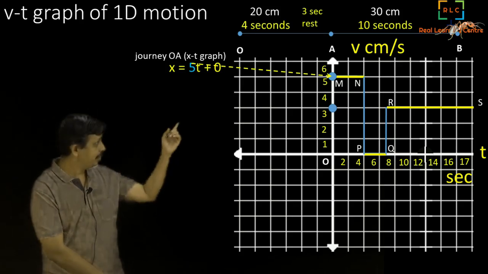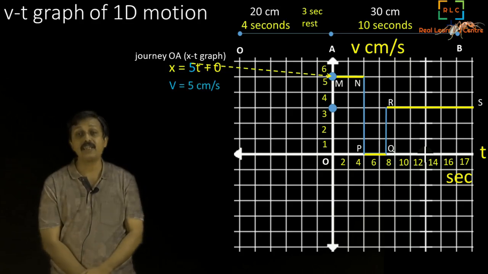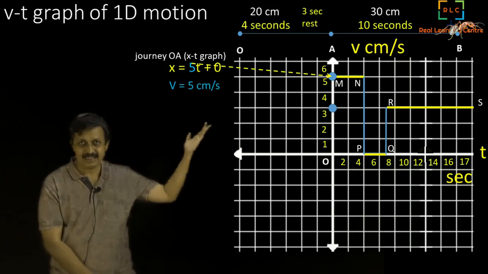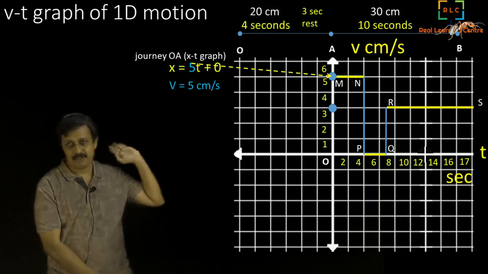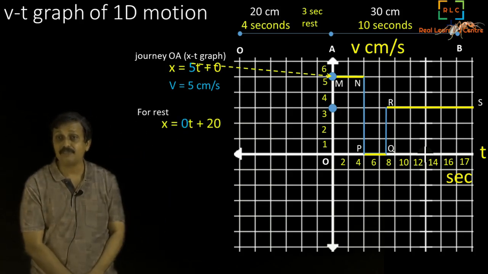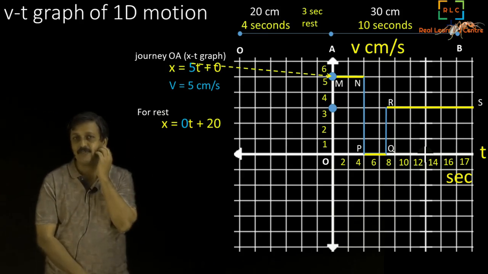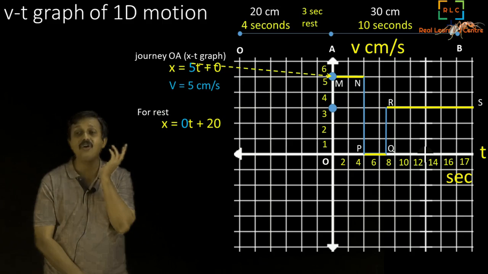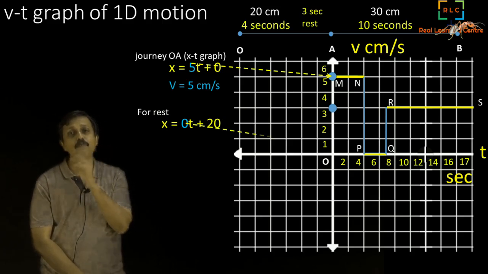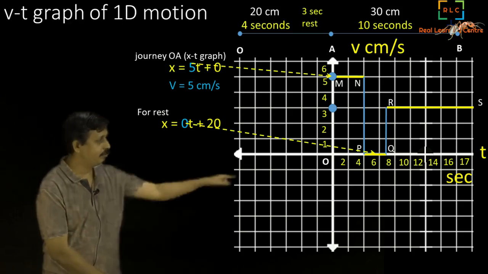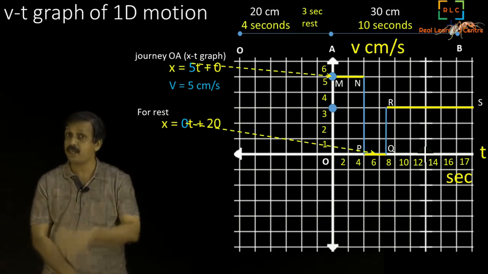Okay, so this m here is 5. So now you see here, the second one is v equal to 5 centimeters per second, that we know. The second part of the journey is x is equal to 0t plus 20, where it was taking rest. So 0 is nothing but the slope of that XT graph, and hence in the VT graph we are showing that as 0 also. Don't get confused.